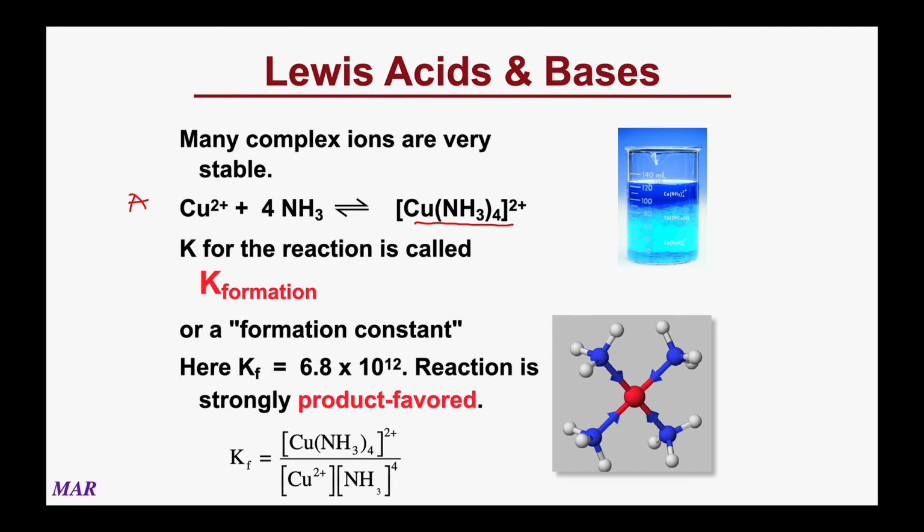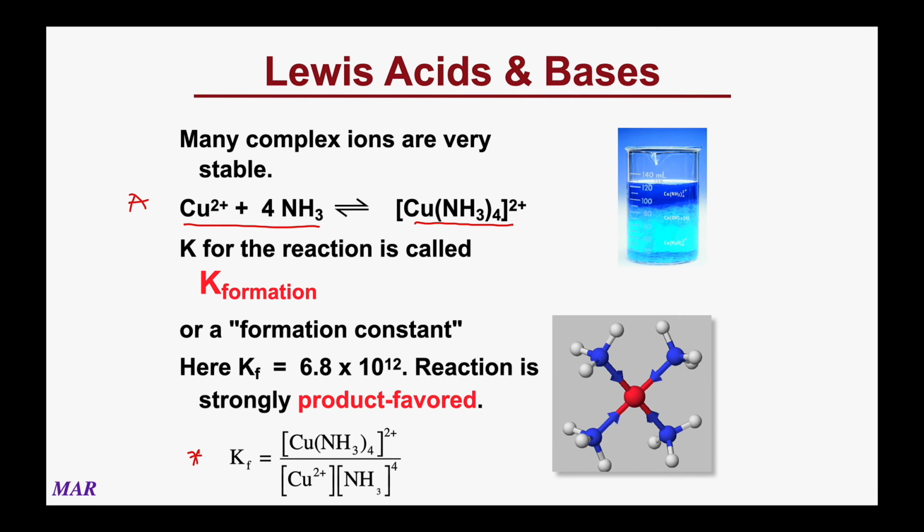Cu(NH3)4 2+ would be the product. And anything that goes into making the complex ion will be the reactants. So in order to make that Cu(NH3)4 2+, you would need a copper and 4 ammonias. The Kf expressions look a little weird, but they're always products divided by reactants, just as before. Nothing in this one is a solid or liquid, so you'd have Cu(NH3)4 2+ on the top, and you'd have copper 2+ and ammonia to the 4th power on the bottom.